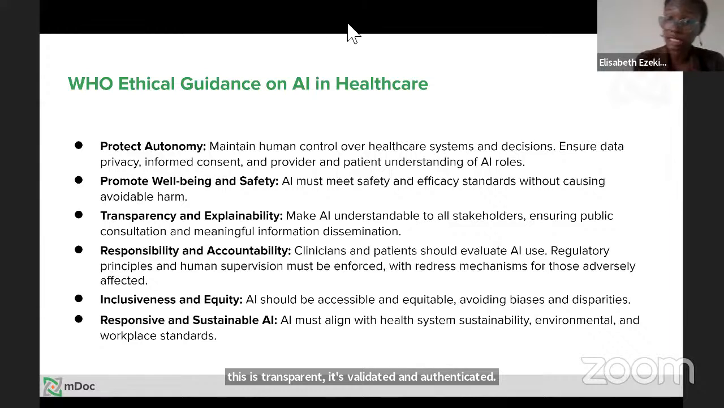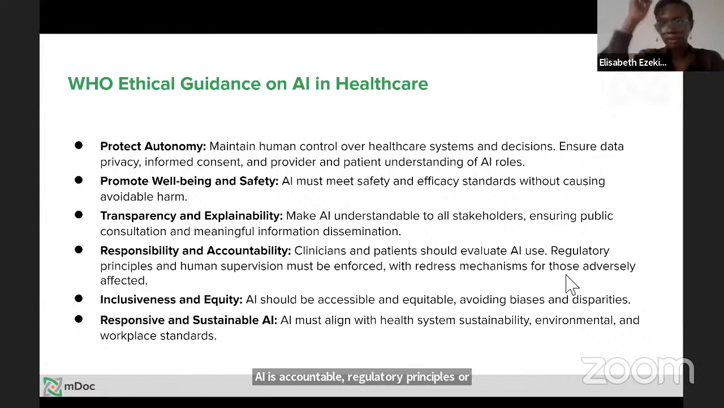Next, we spoke about responsibility and accountability. Clinicians and patients should continue to evaluate AI use. They have a responsibility to ensure that the use of AI is accountable. There are regulatory principles or mechanisms, either from the top down or within healthcare facilities, that are enforced to ensure that, for the risks associated with AI use, there are policies in place and actions that can be used to address any adverse outcomes whatsoever.